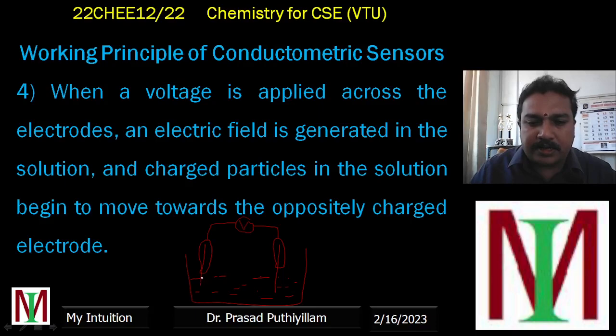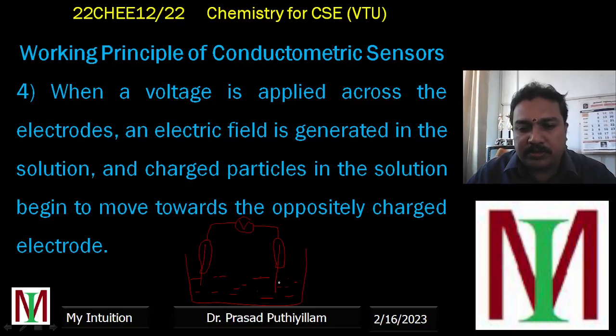Okay, these are the analyte, and the electrodes are dipped into the solution. This solution contains the ions or charged particles. So if you apply a voltage across these two electrodes which are in contact with the solution, suppose I give a positive charge on this left side electrode, that means the negatively charged ions will move towards that electrode. Clear?